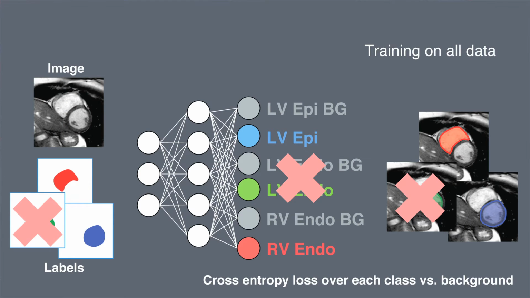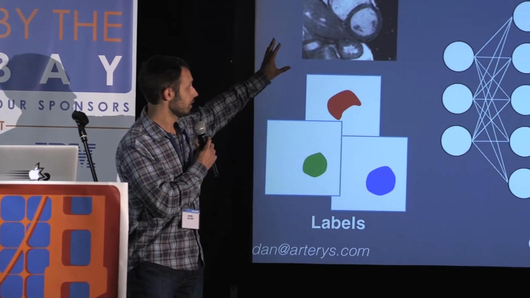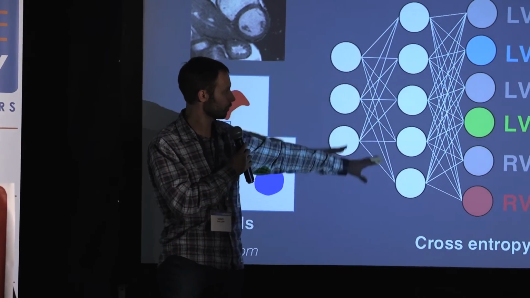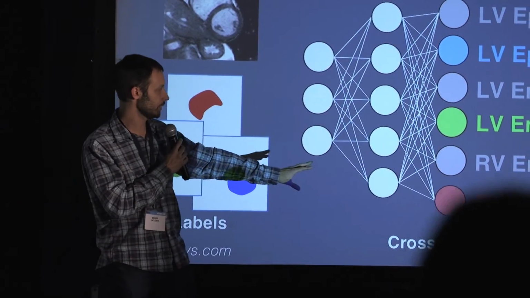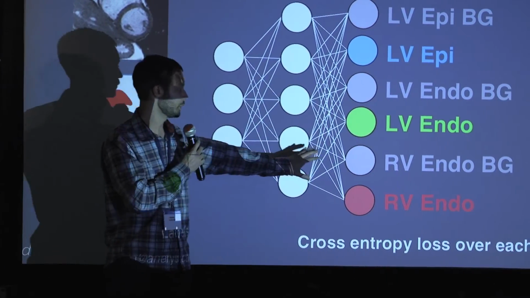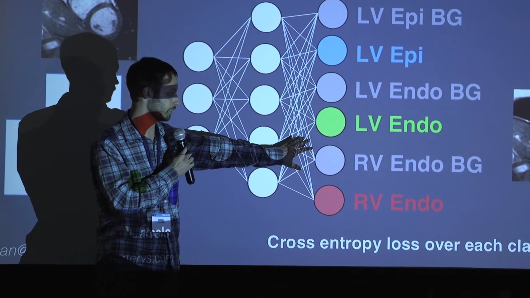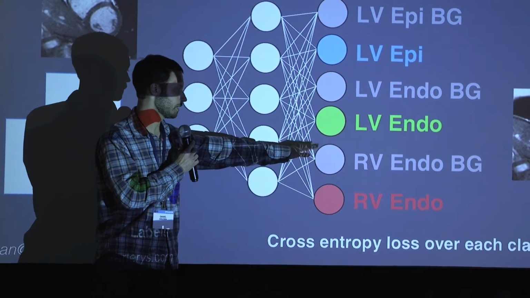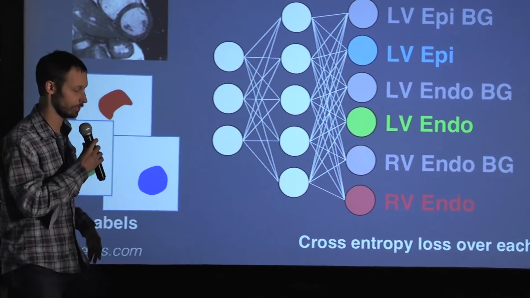So now I want to talk about the architecture, how we changed the architecture to allow us to train on all of our data. The architecture has changed here so that instead of outputting 4 classes, we essentially interpret each class independently, but still within the same architecture, where we predict on each class versus the background of that class. So each pixel is either right ventricle endocardium or not. And those are all done separately for the 3 classes.